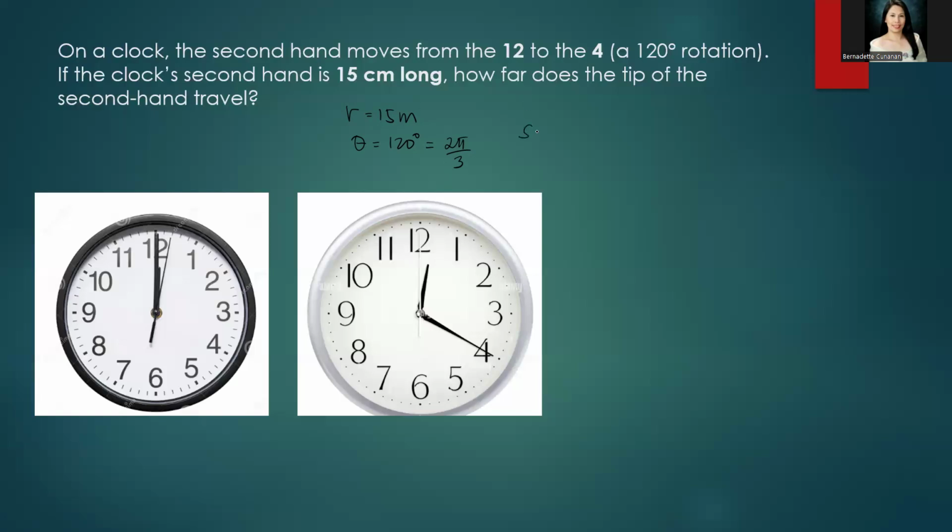So again, solving for the arc length, we have 2 pi over 3 times 15. So we have 10 pi, 10 pi centimeters.